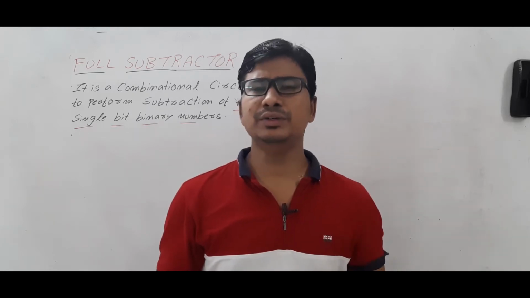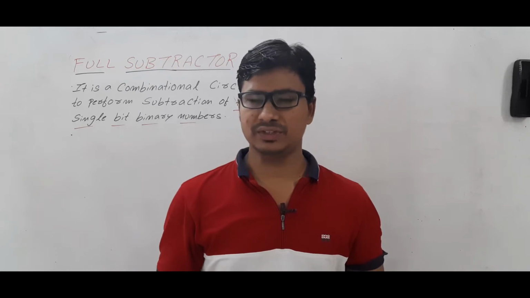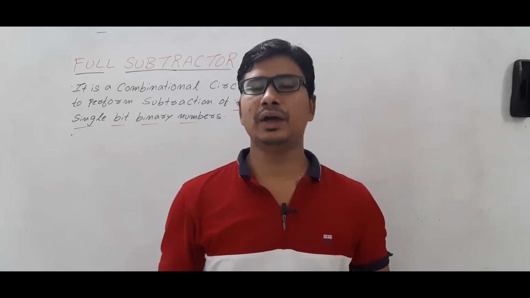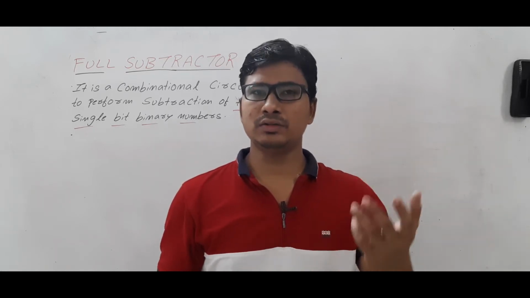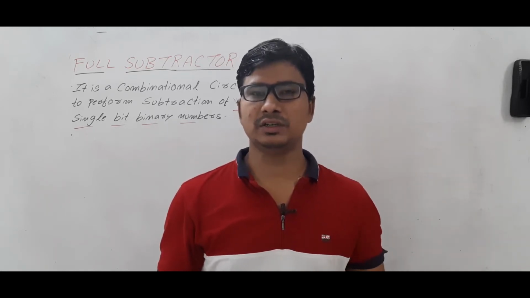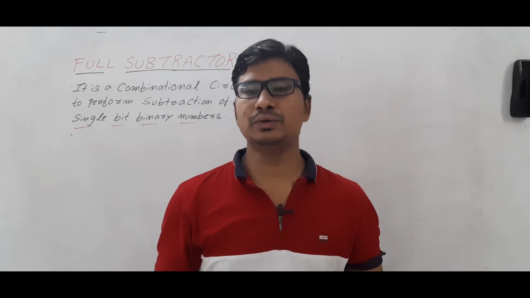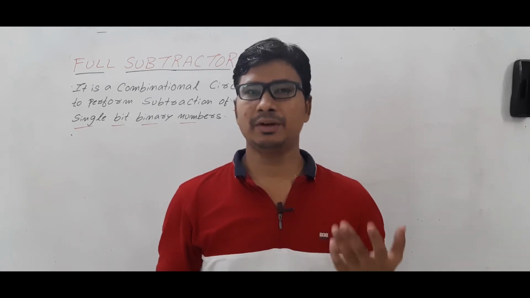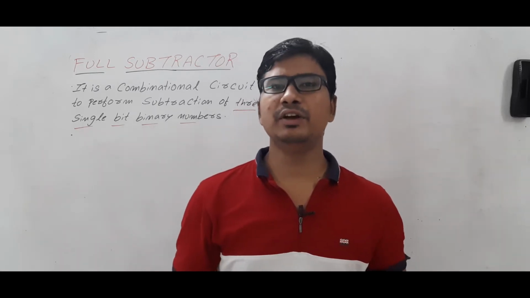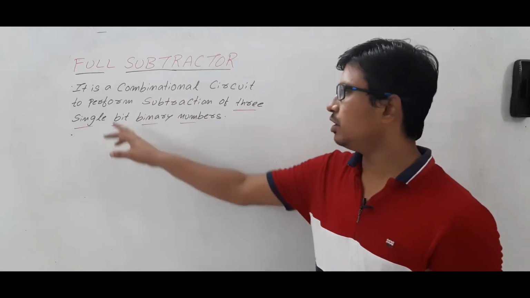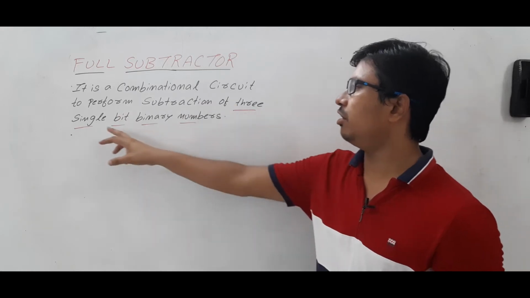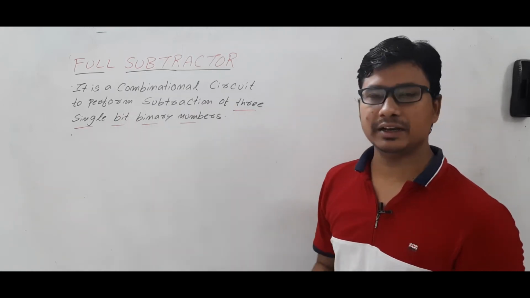In the last video, I discussed the half subtractor. In this video, I want to discuss the full subtractor, its truth table, and also how to construct its combinational circuit. So I request everyone to watch the complete video for better understanding. Let me define what the full subtractor is. It is a combinational circuit to perform subtraction of three single bit binary numbers.